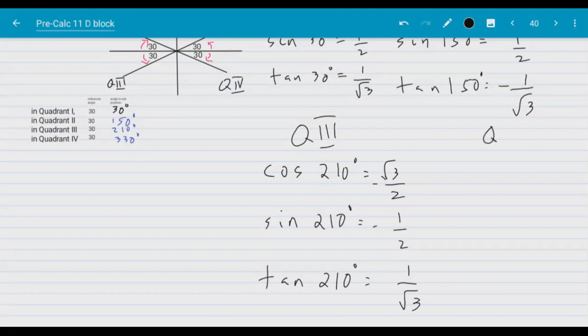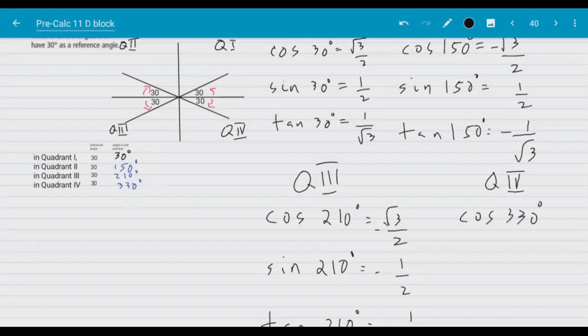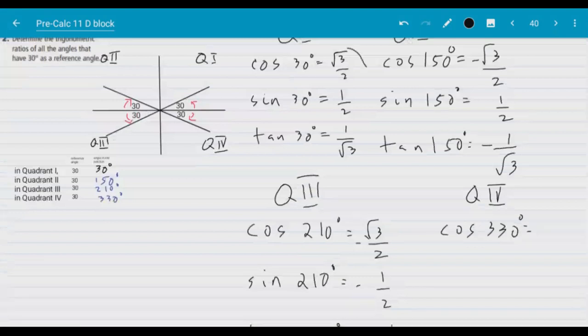Quadrant 4. Okay, so what is that angle that has a reference angle of 30 degrees, which is going this way. We already have a list here. It's 330. Therefore, what is the cosine of 330? It's going to be root 3 over 2, except that we ask ourselves, is cosine in quadrant 4 positive or negative? And it's going to be positive, all right? Okay, so it remains as root 3 over 2.